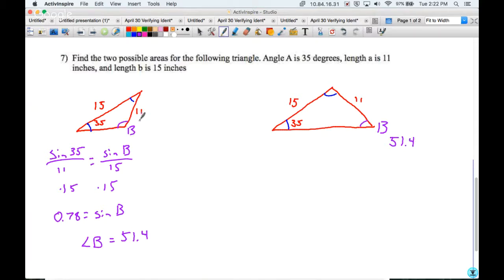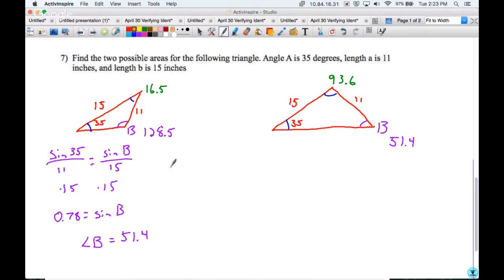You can get this one by just taking its supplementary angle, 180 minus that, and we get 128.5 for the more obtuse case. That's going to give us different angles for this top angle. 180 minus 128.5 minus 35 is 16.5 for this one, and 180 minus 51.4 minus 35 equals 93.6 degrees for this one.